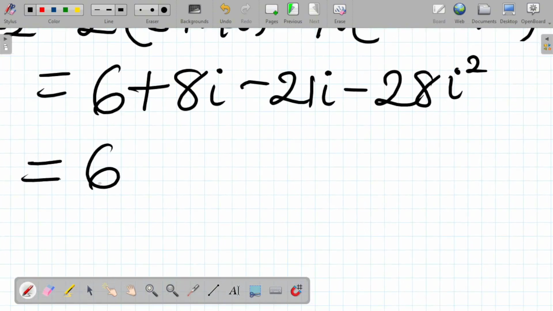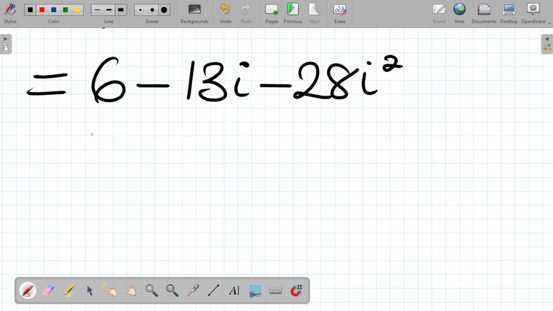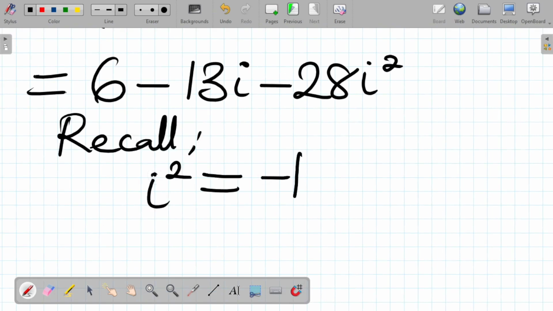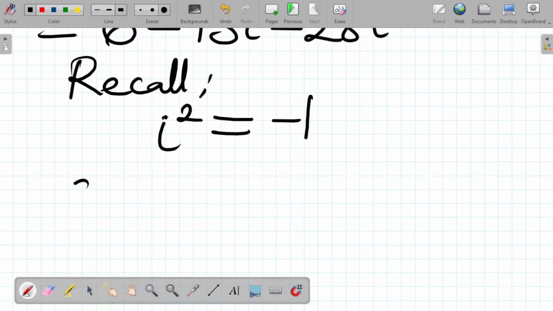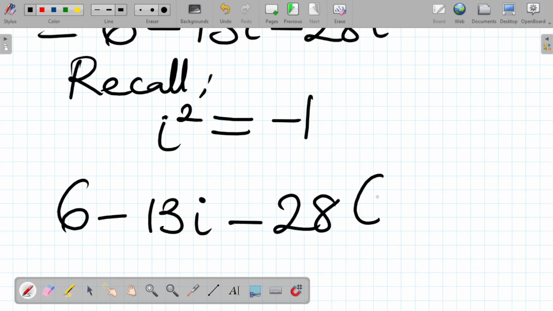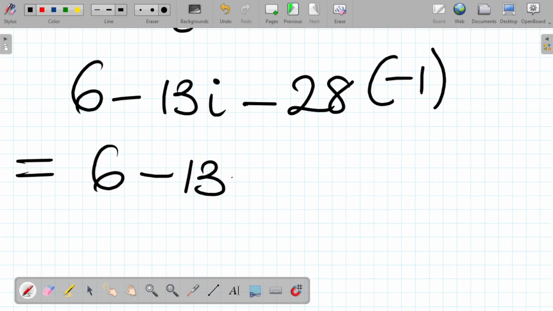So here we have 6, and then positive 8i minus 21i. We are left with minus 13i, and then minus 28i squared. Now recall that i squared is equal to minus 1 from our previous calculation. Now let's substitute minus 1 into the equation. So we have 6 minus 13i minus 28 multiplied by minus 1. So here we have 6 minus 13i and then plus 28, because minus 28 multiplied by minus 1 is positive 28.